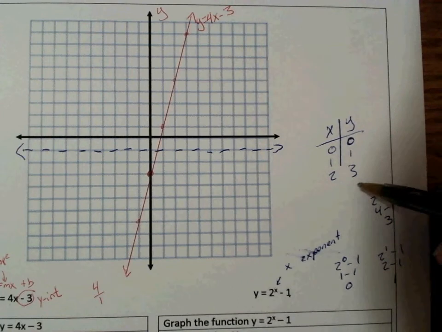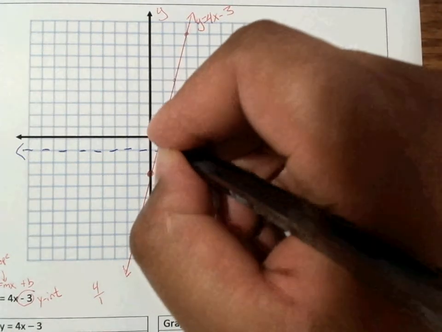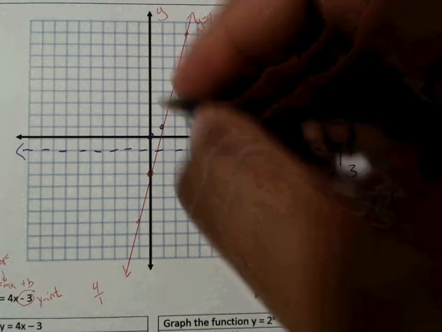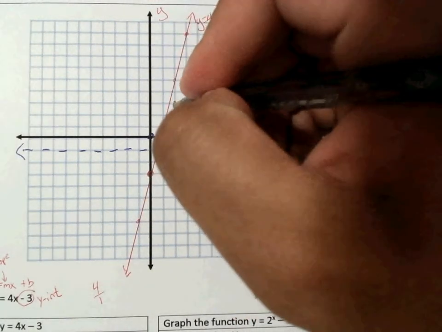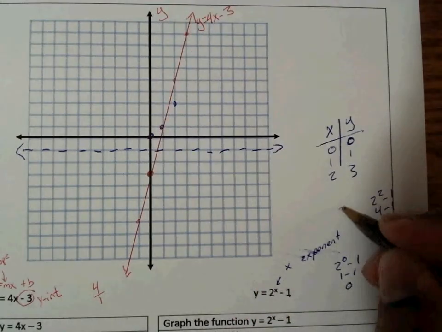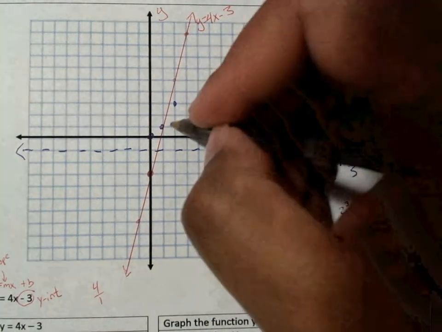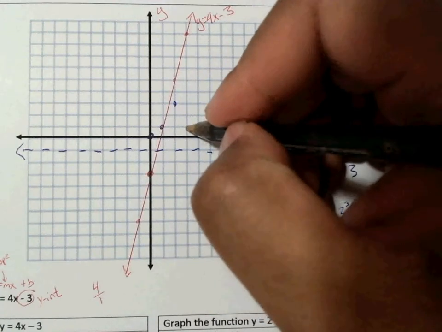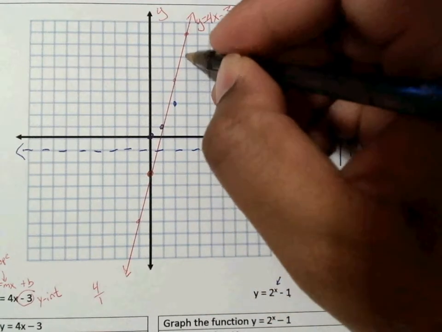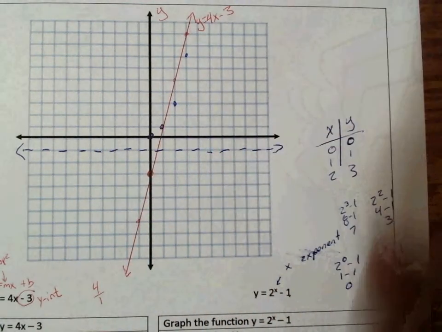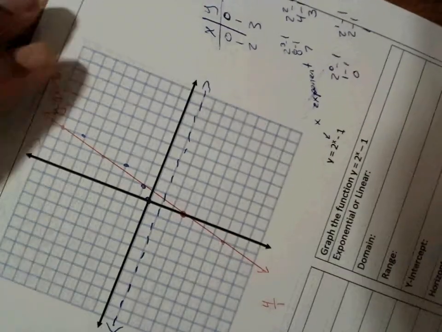So I'm going to plot these 3 points. So we have 0, 0. We have 1, 1. And we have 2, 3, so over 2 up 3. And if I want to do one more, I could do 2 to the 3rd minus 1, which is 8 minus 1, which is 7. So we can do 3, we can do 7, 1, 2, 3, 4, 5, 6, 7. And you can kind of see the curve of the exponential function. So I'm going to go ahead and draw that real quick.